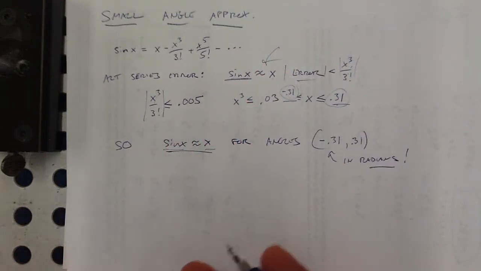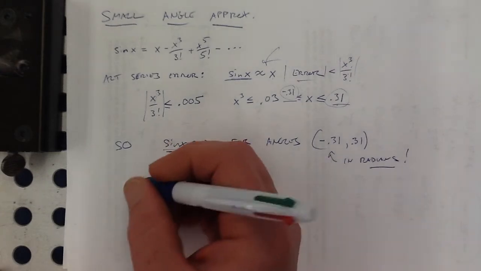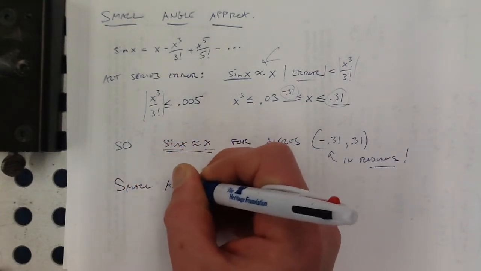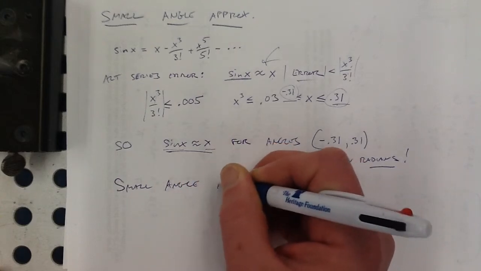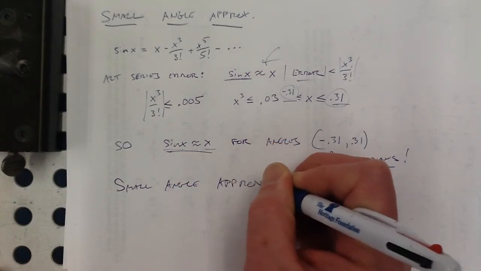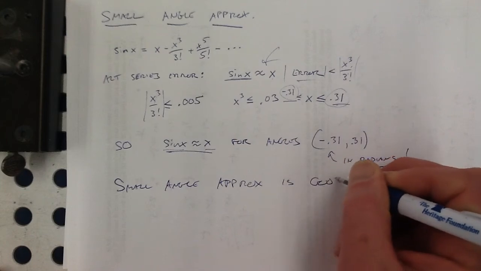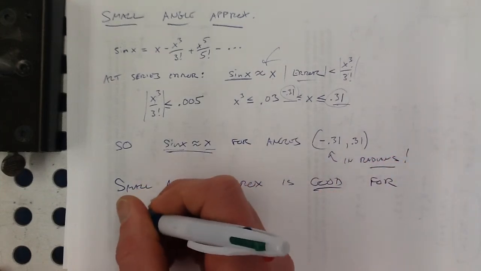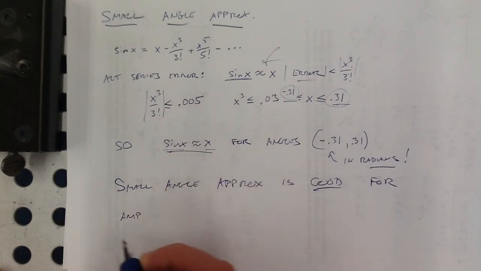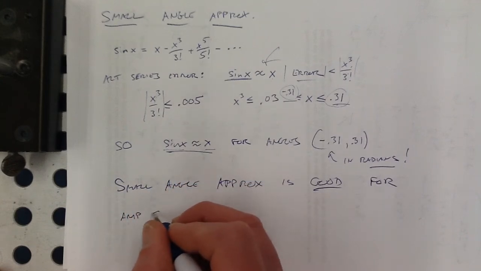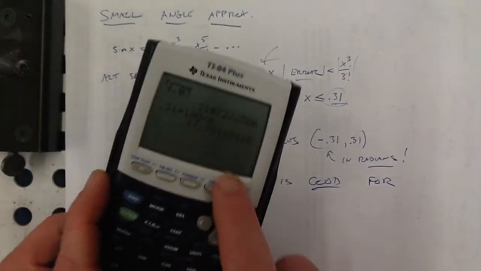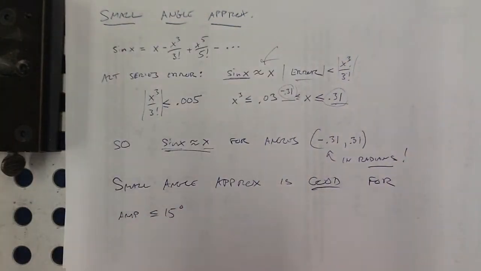The sort of rule of thumb about it is that the small angle approximation is good for angles or oscillation with amplitude less than about 15 degrees. Now that's a little smaller than this, right? But that makes it safer to use that approximation.